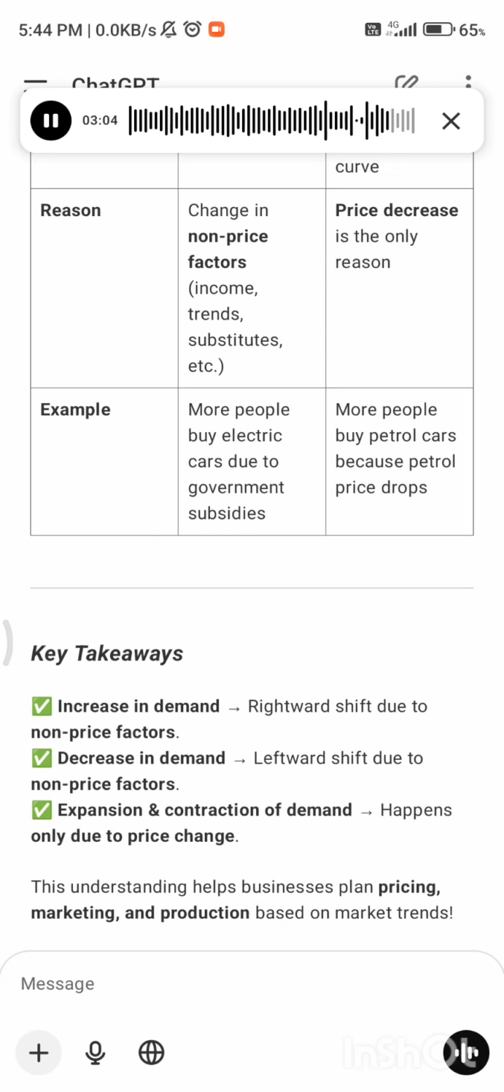Key takeaways: increase in demand, rightward shift due to non-price factors. Decrease in demand, leftward shift due to non-price factors. Expansion and contraction of demand happen only due to price change. This understanding helps businesses plan pricing, marketing, and production based on market trends.